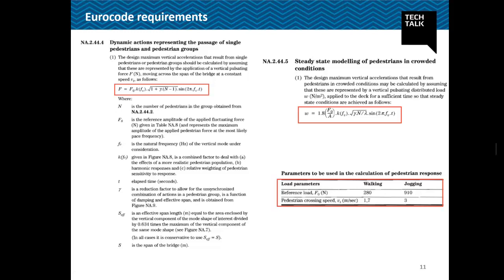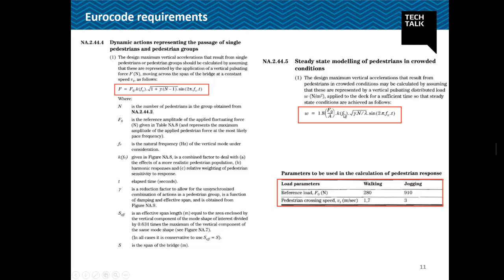Then the other parameters, such as n, we have already discussed. The value of n is the group of pedestrians which we need to consider for walking and jogging, and gamma. It is the reduction factor to allow for the unsynchronized combination of actions in the pedestrian group. So this needs to be calculated as per the graph which I have shown in the next slide. So all these things need to be calculated as shown here and in the next slide.